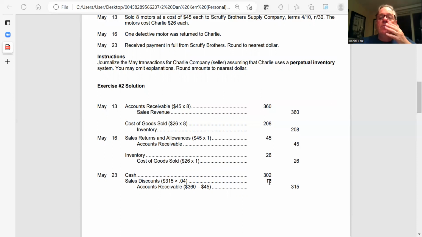That's another contra revenue account. So like sales returns and allowances has a debit balance, sales discounts will have a debit balance too. And your amount of cash received is the full amount that is owed minus the discount. So we're only going to get $302. So please be prepared to do the entries for both the purchase of the inventory and the sale of the inventory, and the purchase return and the sales return.